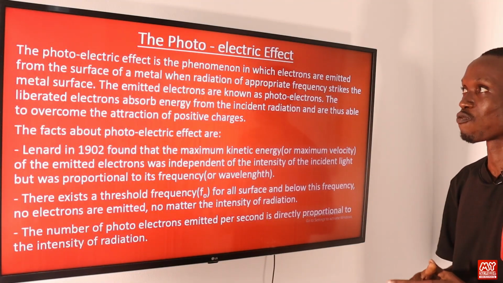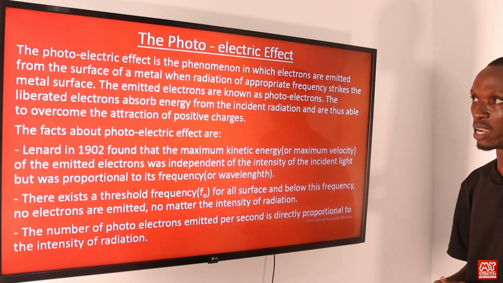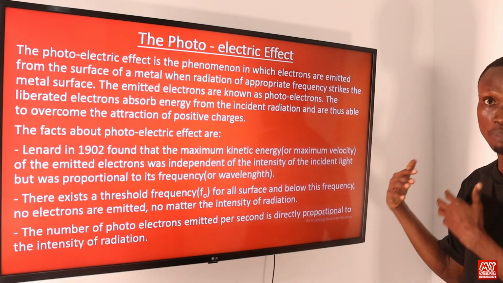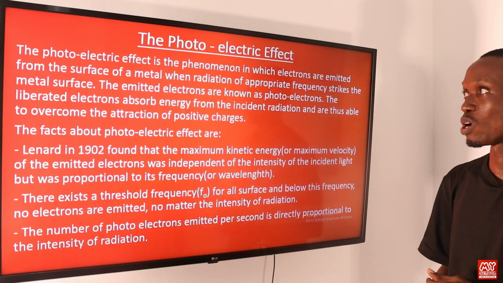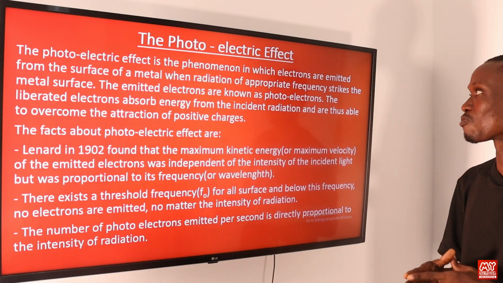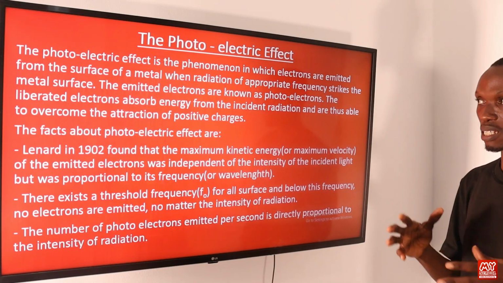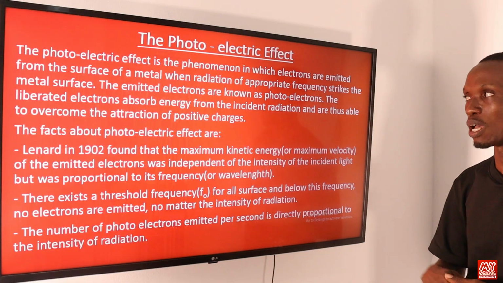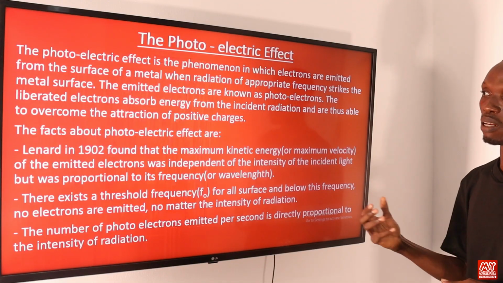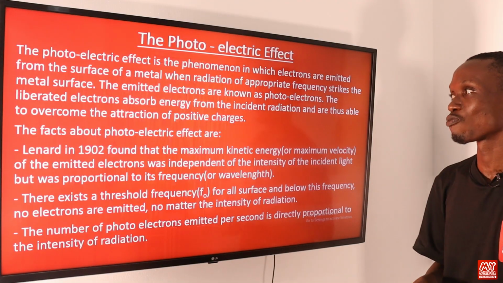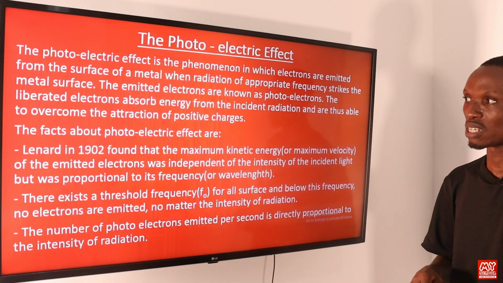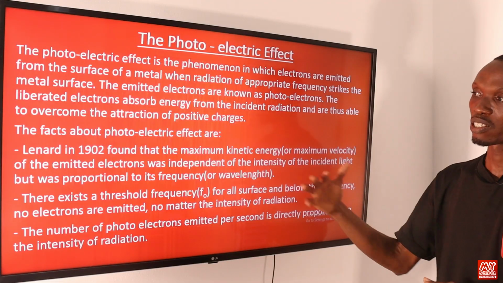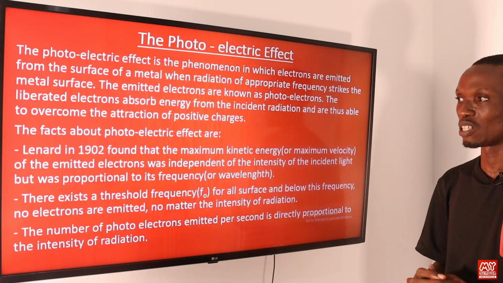Now here, let's talk about the photoelectric effect. The photoelectric effect is the phenomenon in which electrons are emitted from the surface of a metal when radiation of appropriate frequency strikes the metal surface. The emitted electrons are known as photoelectrons, and the liberated electrons absorb energy from the incident radiation and are thus able to overcome the attraction of positive charges. Now let's see some facts about the photoelectric effect.